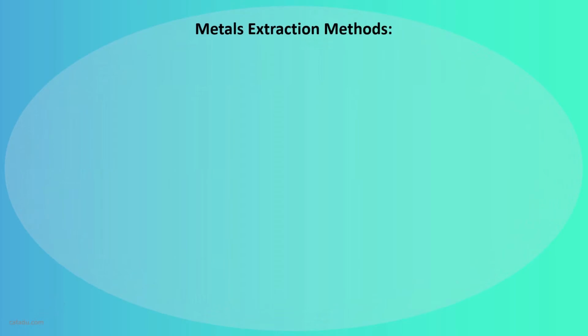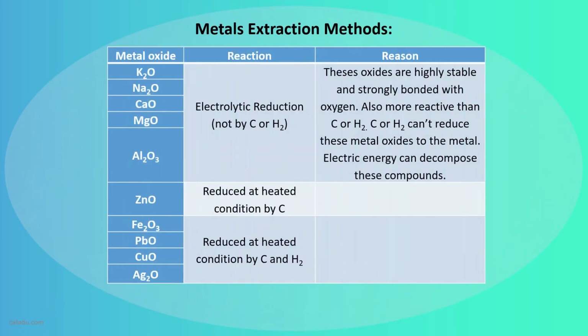Metal extraction methods. The first group elements: potassium, sodium, calcium, magnesium and aluminium. These metals are highly reactive. They make strong bonds with oxygen, so a reducing agent cannot break them. We need electricity to extract these metals. But we can extract zinc metal using carbon. Iron to silver, these metals can be extracted using carbon and hydrogen.